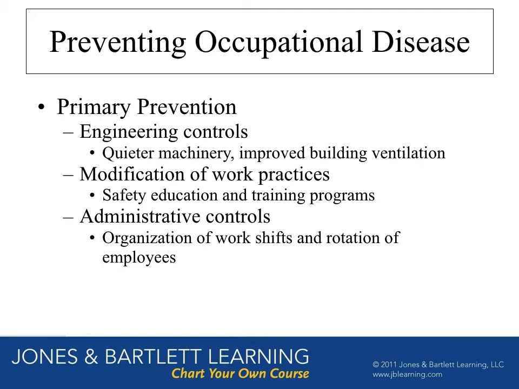How do we prevent these? For most jobs, because the threats or the risks are physical, the primary prevention techniques are engineering controls, or modification of work practices, or administrative controls. And so we see machinery being quieter. We see education in safety and training. We see administrative controls such as changing work shifts or rotation of employees to minimize these kinds of stress.